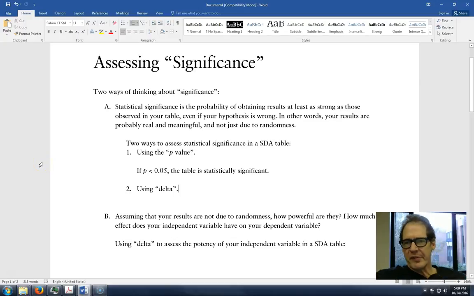Okay, part two of assessing significance. In part one, I laid out the first way of thinking about significance, which is statistical significance. In the second part, we'll look at the second way of significance, using the word more normally, the way you would use it in conversation.